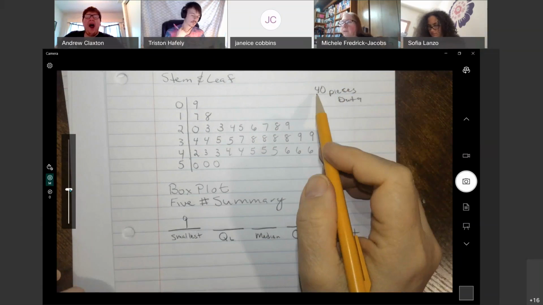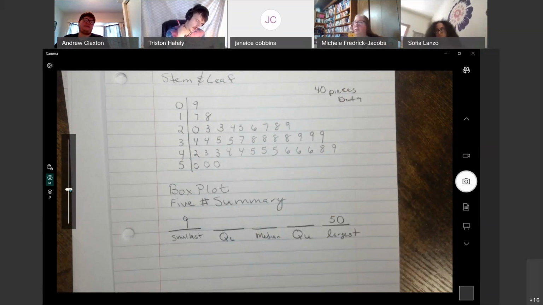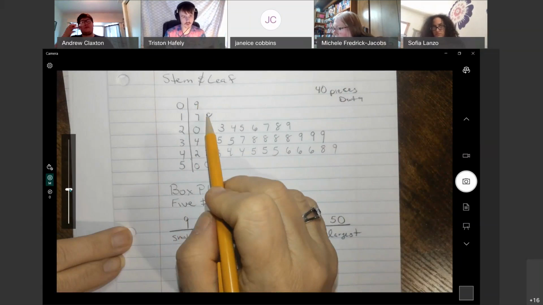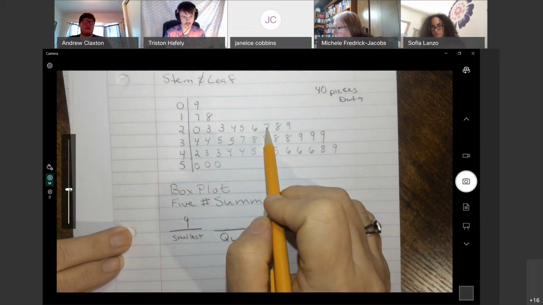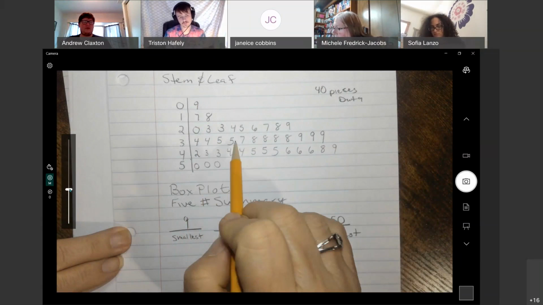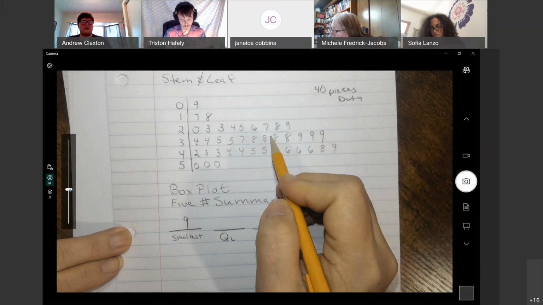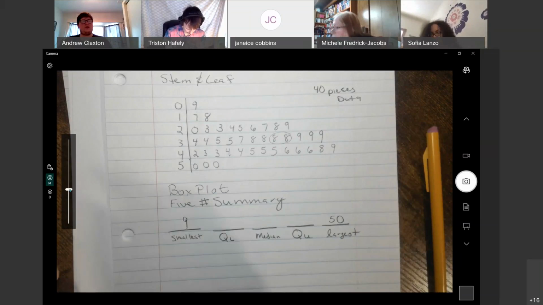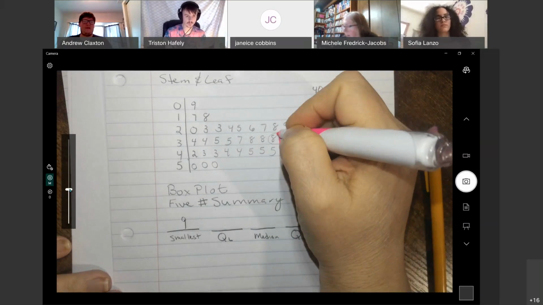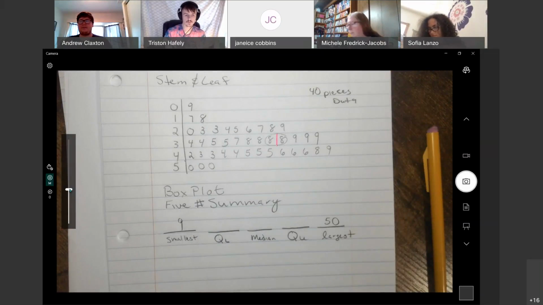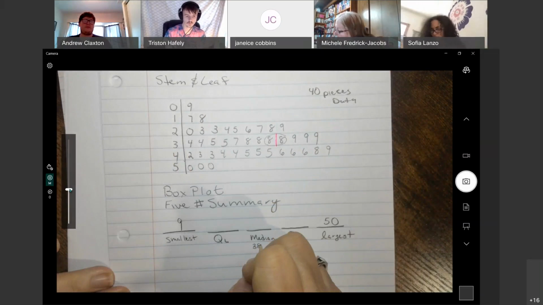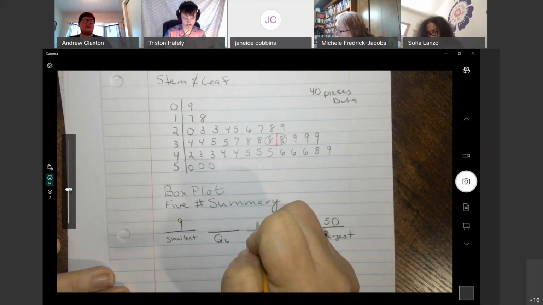Which means there's an even number of them, so the middle will be between the 20th and the 21st, because if you take half of 40, you get 20. So there's 20 on each side. 1, 2, 3, 4, 5, 6, 7, 8, 9, 10, 11, 12, 13, 14, 15, 16, 17, 18, 19, 20. So this is the 20th and the 21st. Because it's even, the median is going to be right between them. These are 38. So it's 38 plus 38 divided by 2, which is 38.